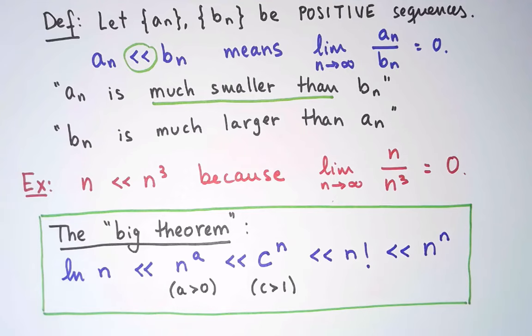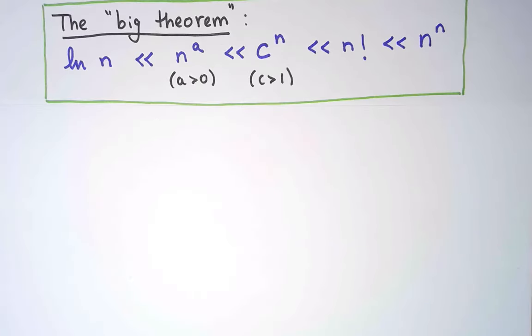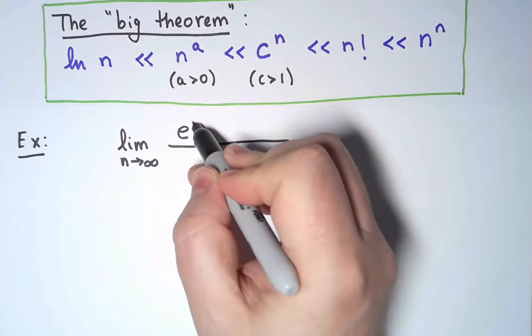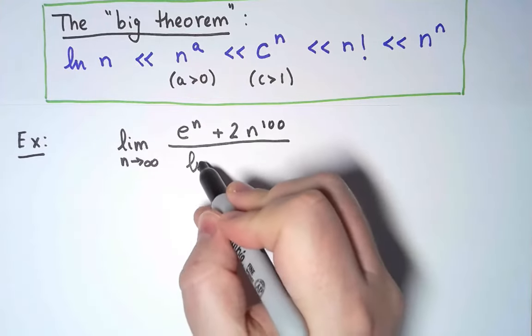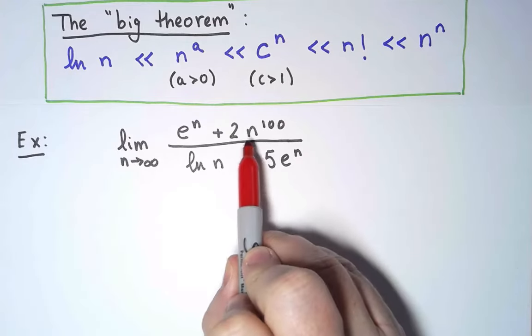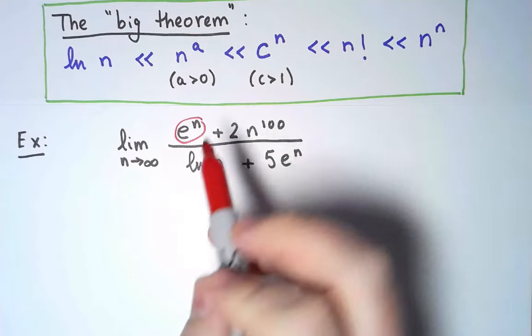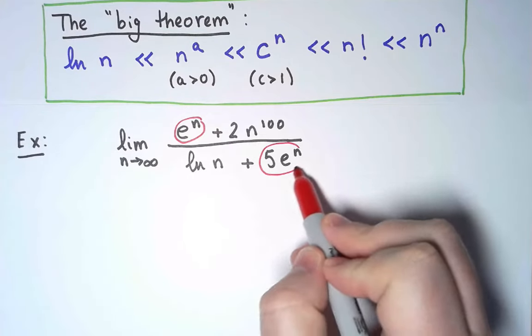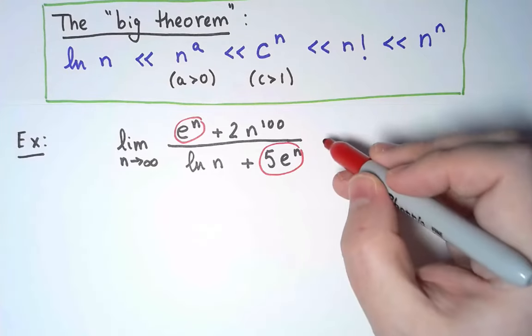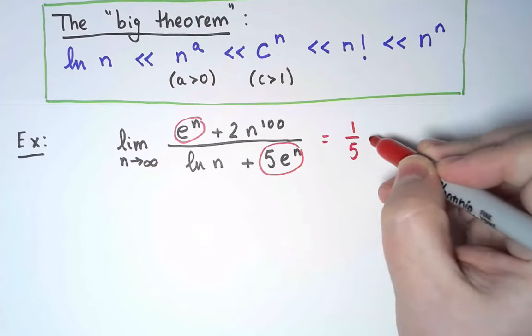That's the Big Theorem. Why is this useful? We can use it to compute many limits quickly. Let's look at an example. I want to compute the limit as n approaches infinity of e to the n plus 2n to the 100 over ln n plus 5e to the n. According to the Big Theorem, n to the 100 is much smaller than e to the n, and ln n is much smaller than e to the n. So the only terms that matter are e to the n and 5e to the n, and this limit is 1 over 5. That's it.